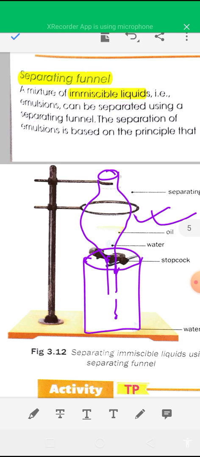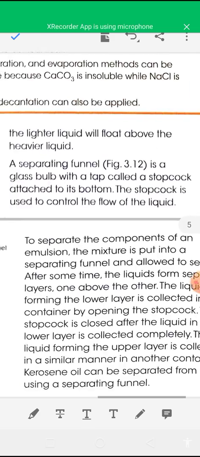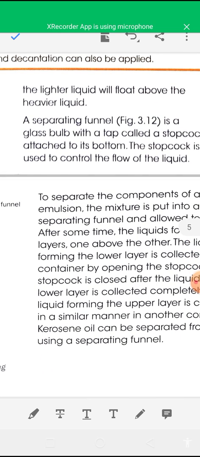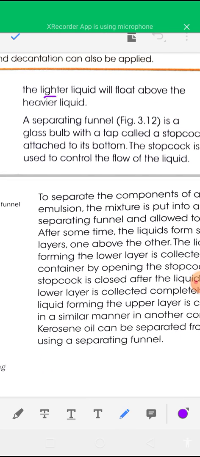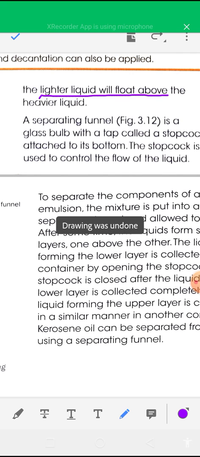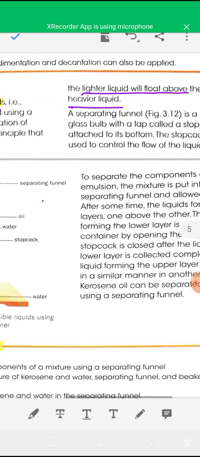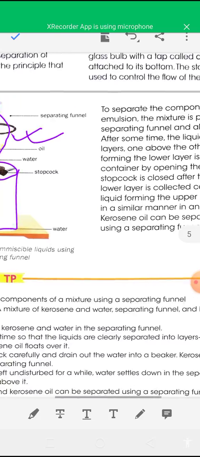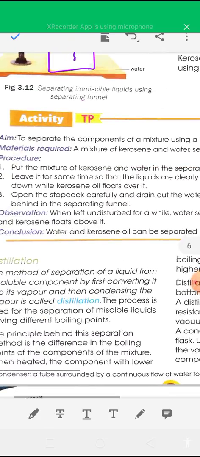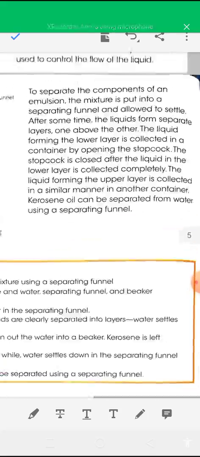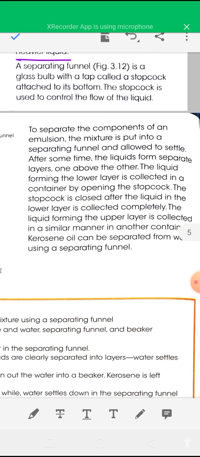Okay, and the separation of emulsion is based on the principle that the lighter liquid will float above the heavier liquid. Detailed description of this method is not required. Now see the example given. Using this method you can separate oil from water using a separating funnel.